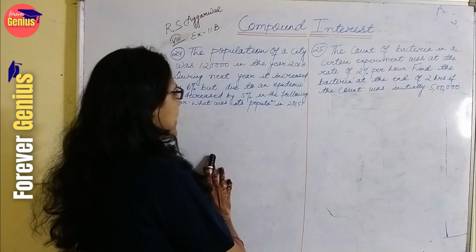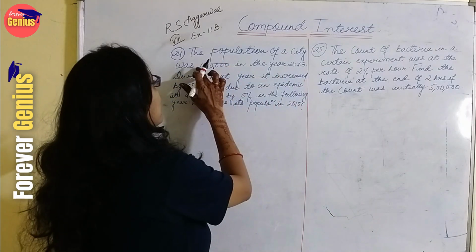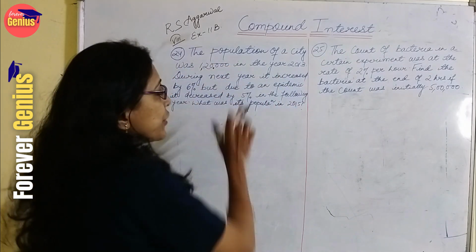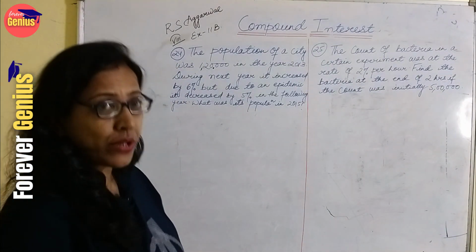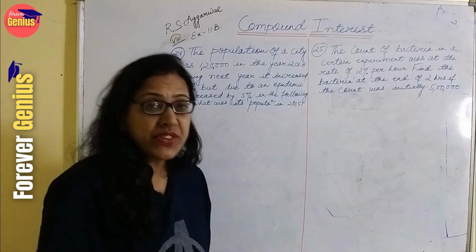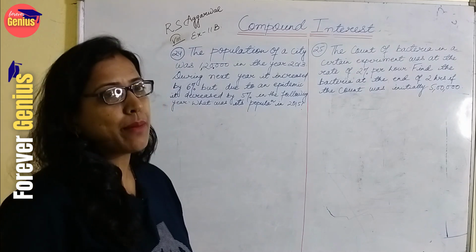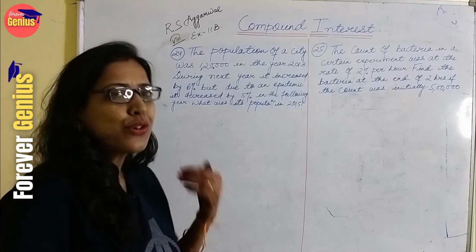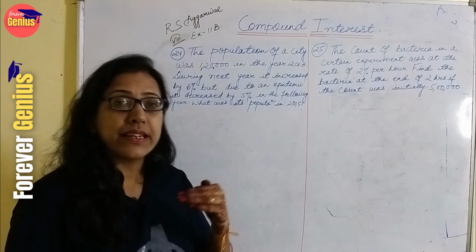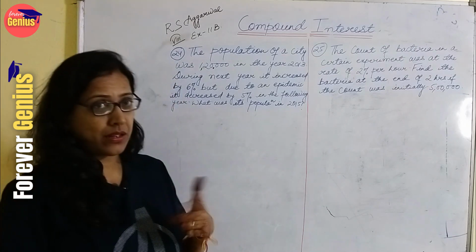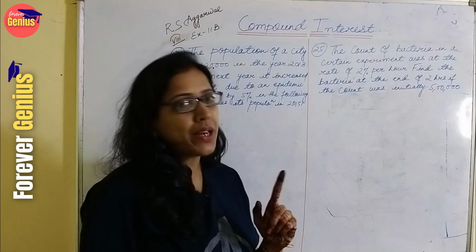The population of a city was 1,20,000 in the year 2013. During the next year, that is 2014, it increased by 6%. But a lot of times the population not only increases; due to certain epidemic or pandemic situations, the population suddenly decreases because the death rate increases compared to the birth rate.